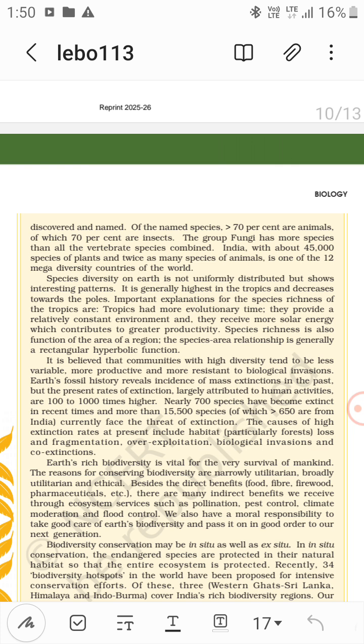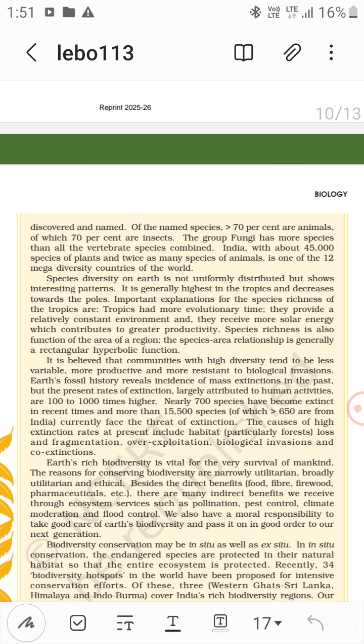Important explanations for the species richness of the tropics are: tropics had more evolutionary time, they provide a relatively constant environment, and they receive more solar energy, which contributes to greater productivity. Species richness is also a function of the area of a region. The species area relationship is generally a rectangular hyperbolic function.